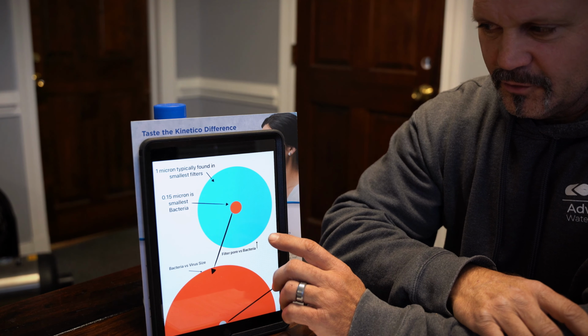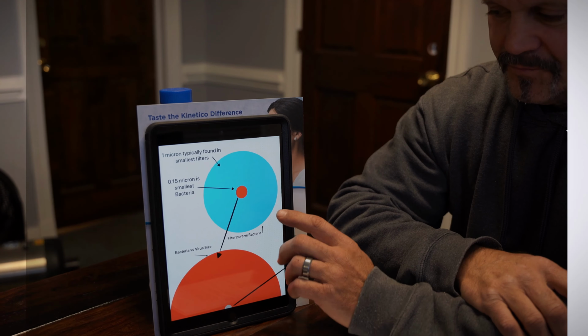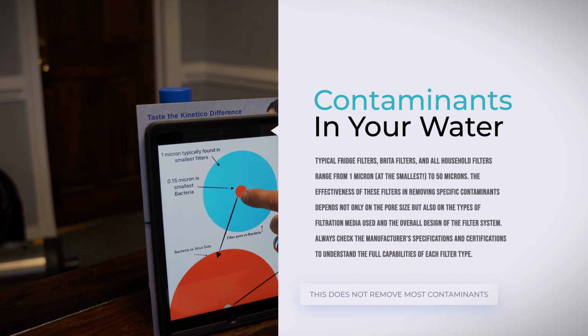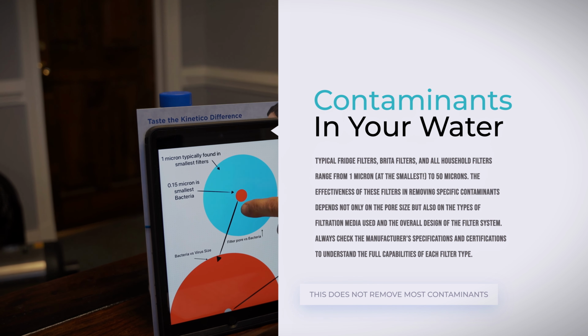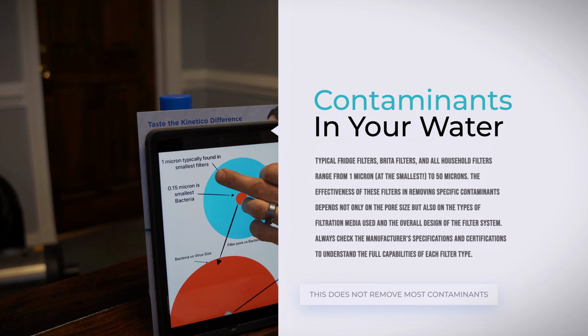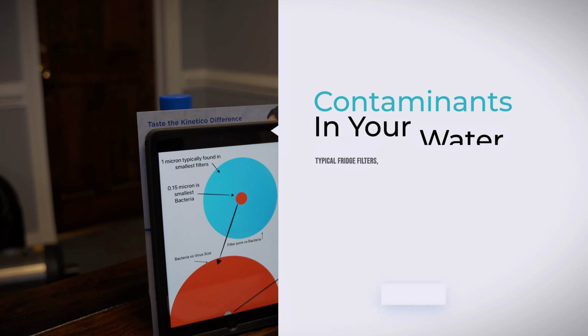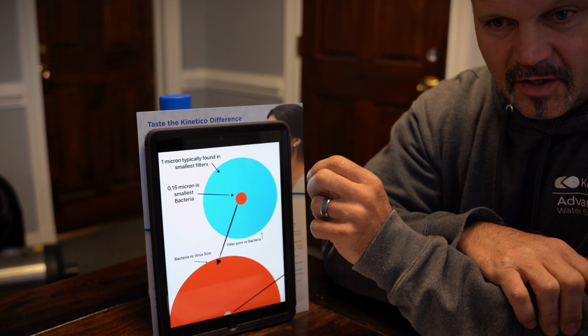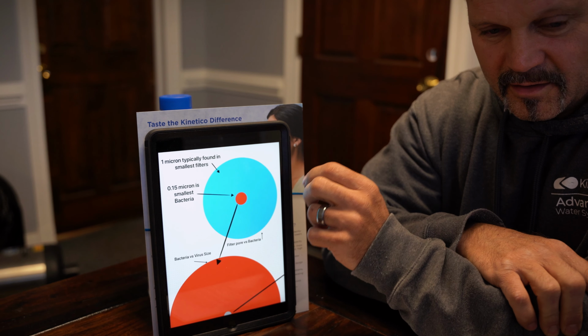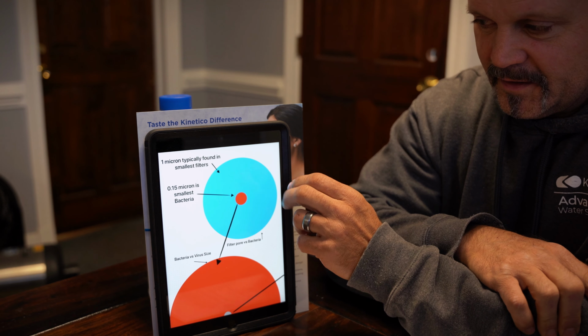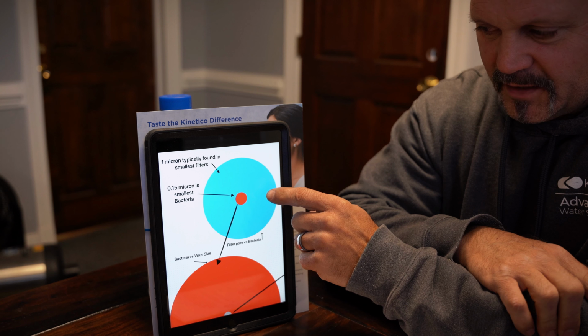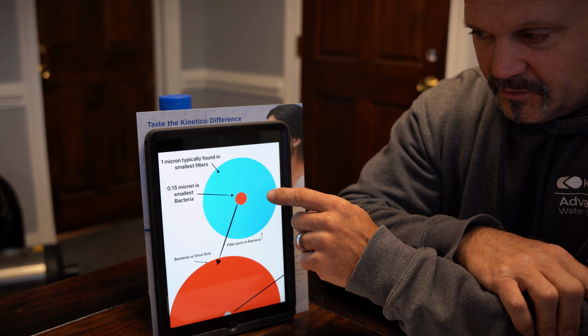Most fridge filters, and probably the smallest filter that you can find in a homeowner or even a supply house environment, is this blue circle. It's represented by the blue circle here, and that's 1 micron. 1 micron is pretty small. The hair on your head is roughly about 100 microns. So we're talking about a filter that can catch something 100 times smaller than the size of the hair on your head. But to put this in perspective, it depends on what you're trying to catch with this filter.